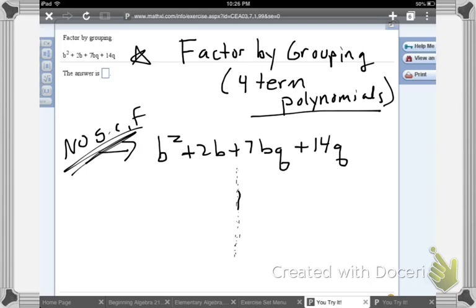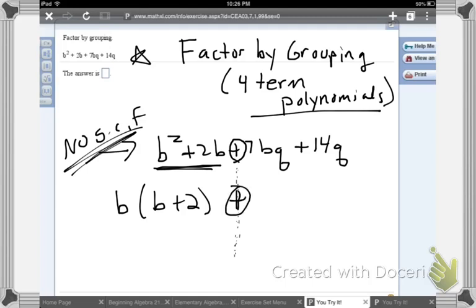And then what I'm going to do, and you've probably seen my other podcasts, is pull the GCF of the first two terms alone, which is B. You're going to be left with B plus 2. This plus sign, just keep it. Then look at the last two terms, 7BQ and 14Q. What's the GCF of the last two terms? Well, 7 and the Q, right?